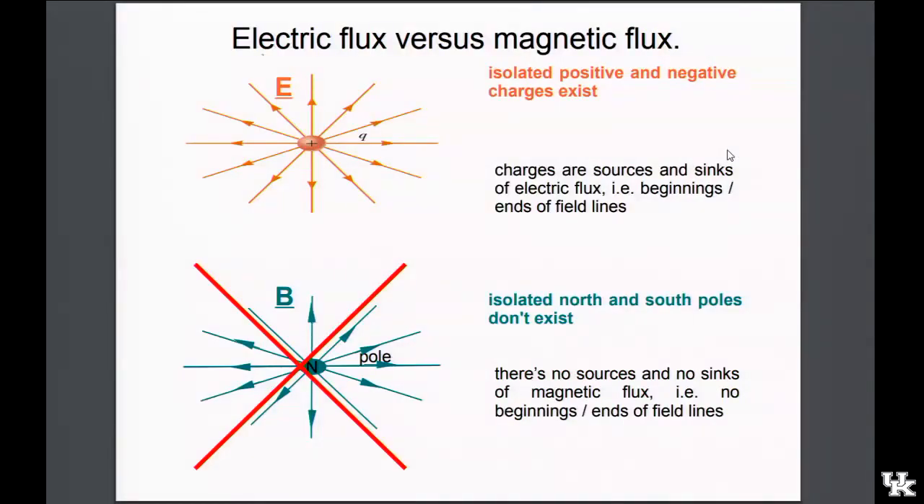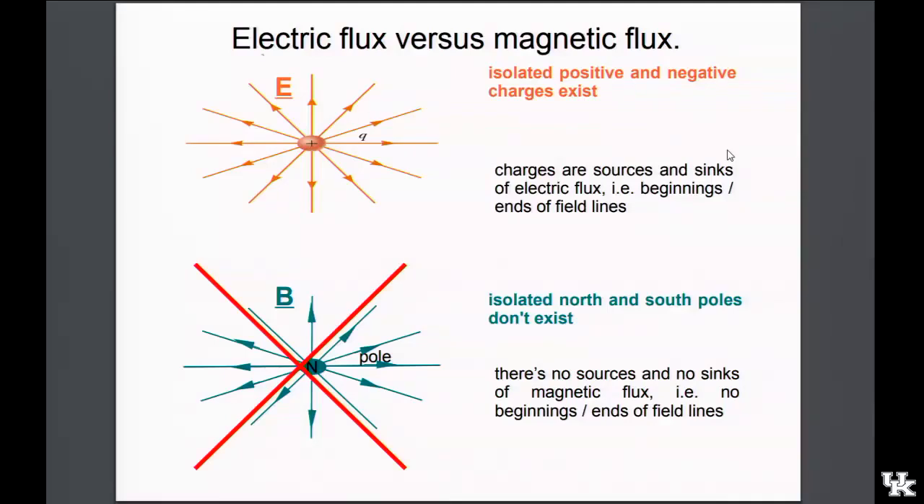I did want to make this point again, that there is this major difference between the electrical field and the magnetic field, and it has to do with the existence of electrical flux and the absence of magnetic flux. So, as I mentioned, electric field lines emerge from positive charges, and they end on negative charges. And so the positive charges we can think of as a source of electric flux and the negative charges as the sink, the drain of electrical flux.